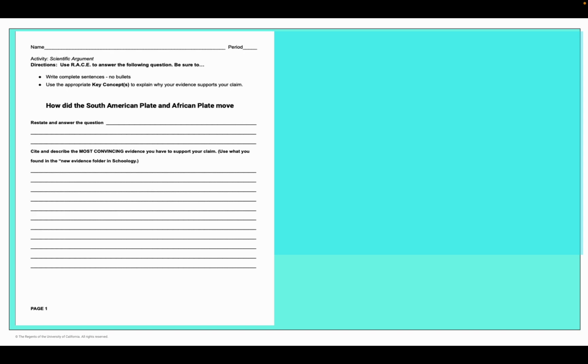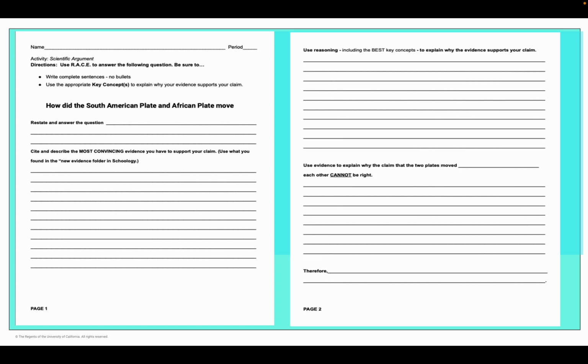In the cite, describe the most convincing evidence that you have to support your claim. In this section, you are only describing the evidence that you see. So please tell me evidence A shows, and then describe that, summarize it. What information did you get from evidence A? And then evidence B showed, or evidence B was, and then describe that. That's it. Don't do anything else here. You're just citing your evidence.